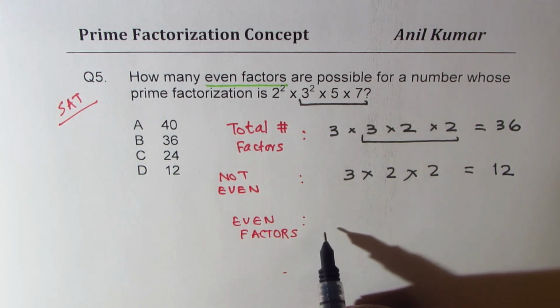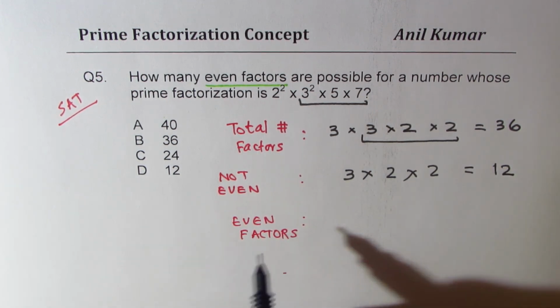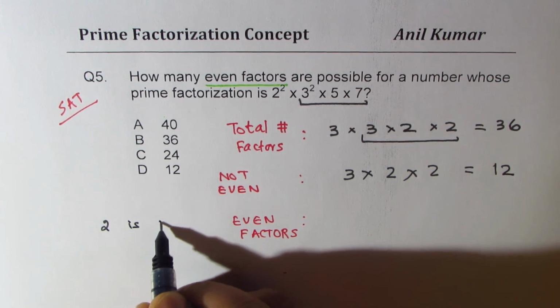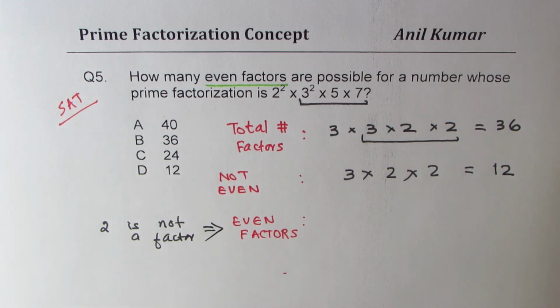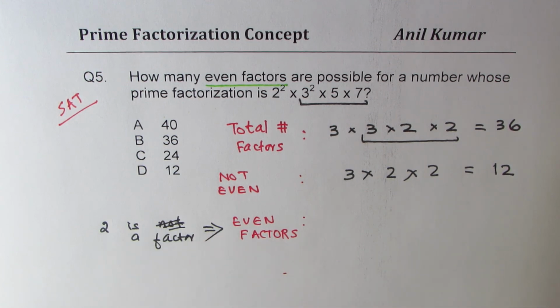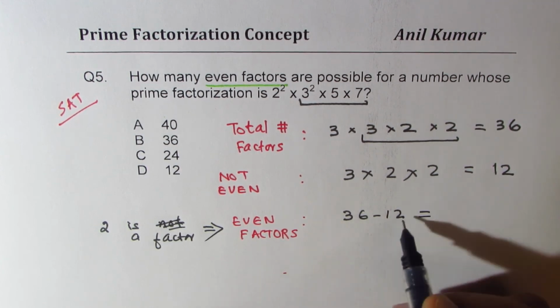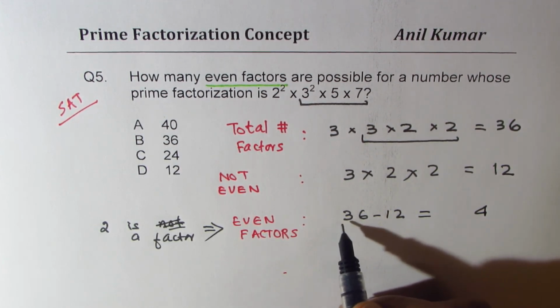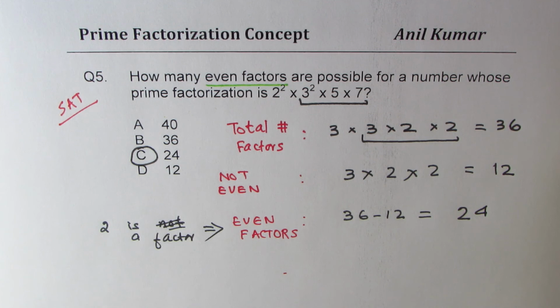So not even are those in which 2 is not a factor. Do you understand? So that means 2 is not a factor. The even ones are those in which 2 is a factor. So take away the ones where 2 is not a factor, the ones where 2 is a factor remain, right? Always. So it is 36 minus 12. That gives you 6 minus 2 as 4 and 3 minus 1 as 2. So 24 is the answer. Do you get it? Correct? So you have to now use 2 definitely as a factor. So this is one way of doing it.